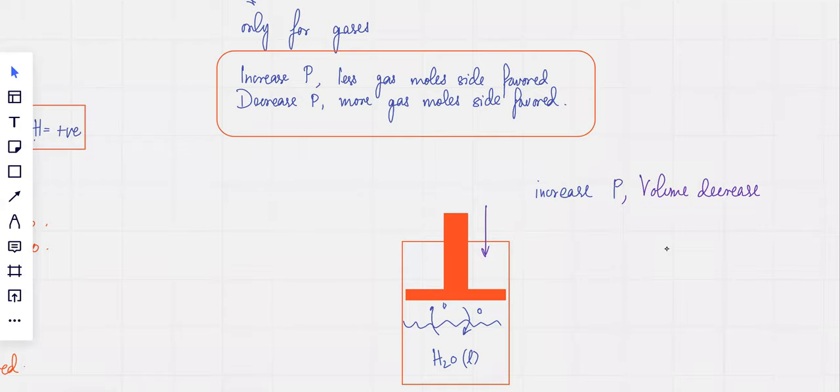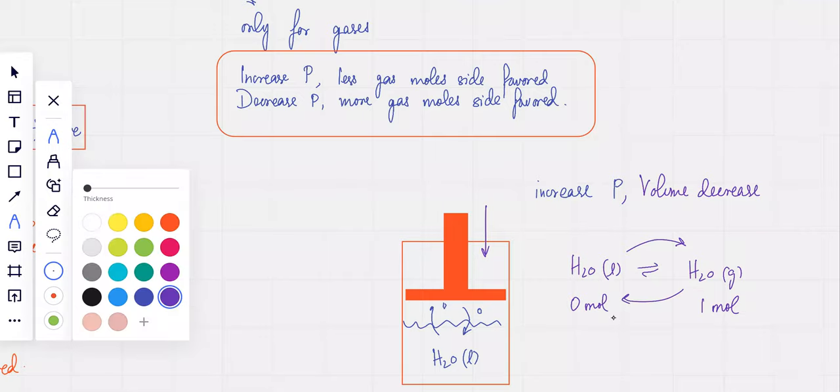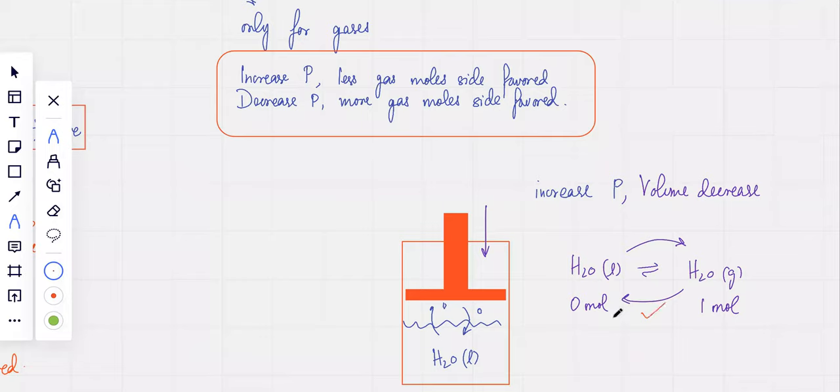Yes. So the point is that if you have this equilibrium going on and you've got water in gaseous state, over here there are 0 moles of gas. Over here, there's 1 mole of gas. So if the reaction moves forward, there's going to be more gas. If the reaction moves backwards, there's going to be less gas. So if I increase pressure, the less gas mole side is favored. The less gas mole side is the backward reaction. That's the one that's going to be favored. Less gas would be produced because all the gas would change into liquid water. Is that clear?